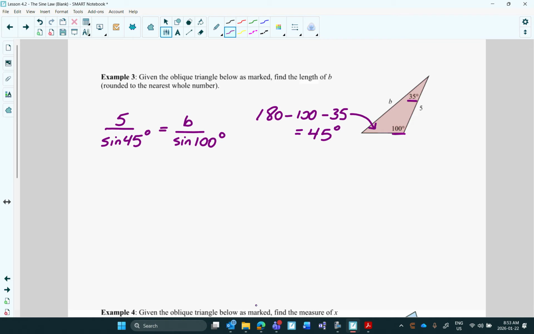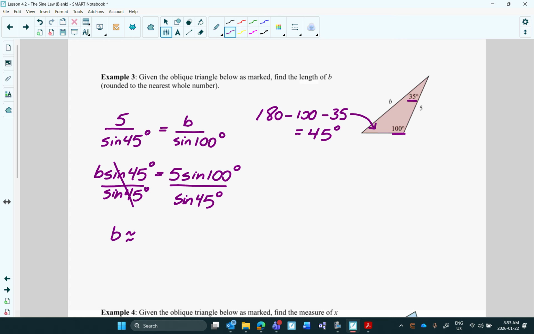So your initial equation should look like that. Cross multiply and clear the fractions. So your equation now looks like this. Divide both sides by sine 45 to get b by itself. Now you're ready to use your calculator. And get an approximate answer to the nearest whole number of 7. Good.